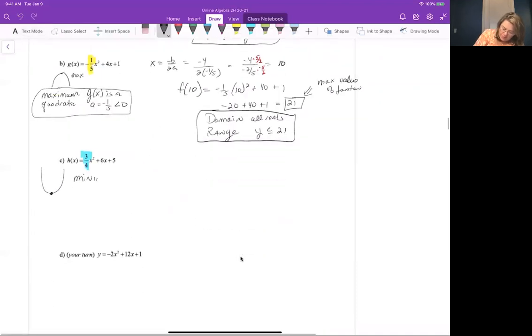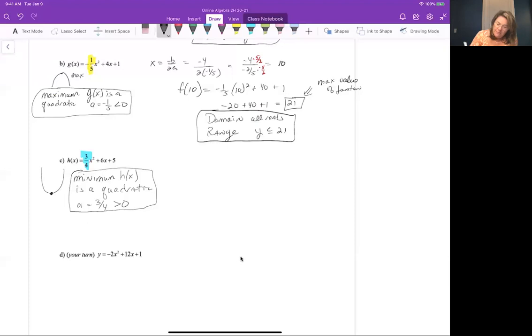Okay, minimum, there it is. Minimum, because h of x is a quadratic and a is equal to 3/4, which is greater than 0. There is your justification for why we have a minimum. H of x, which is a function, is a quadratic function. A is 3/4, which is greater than 0.